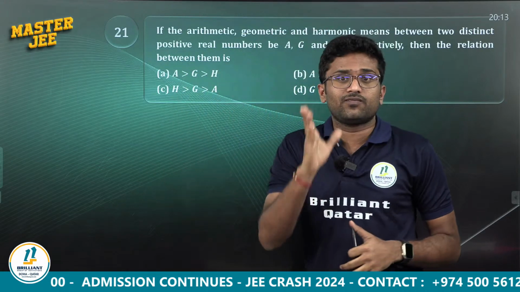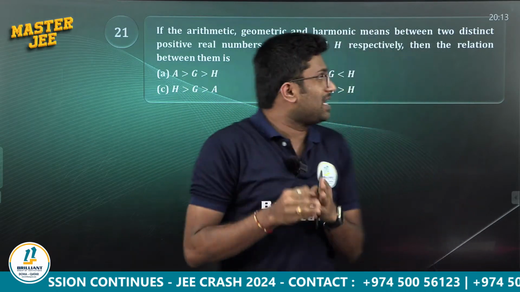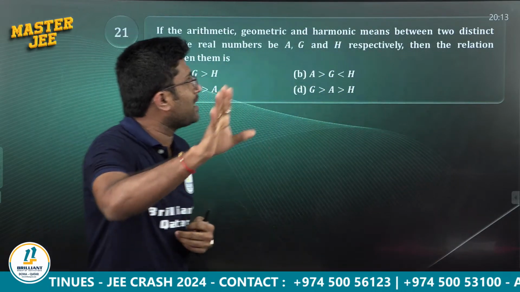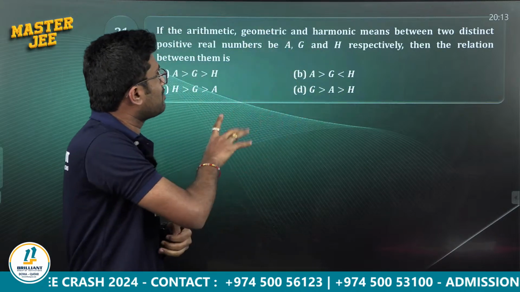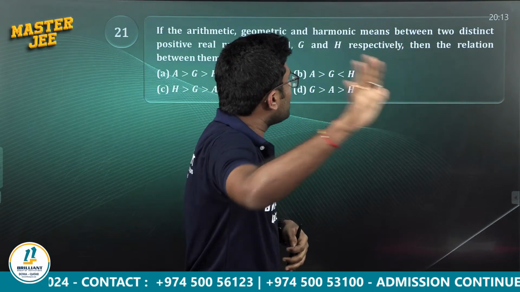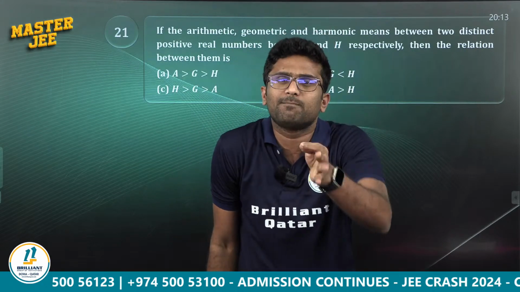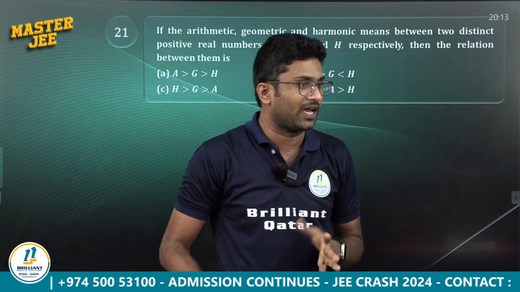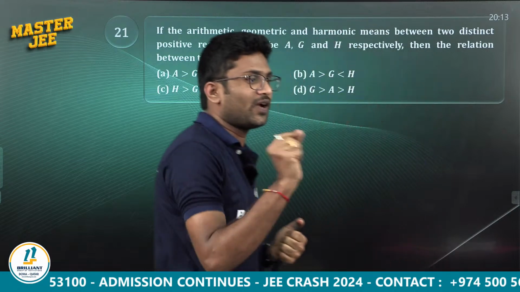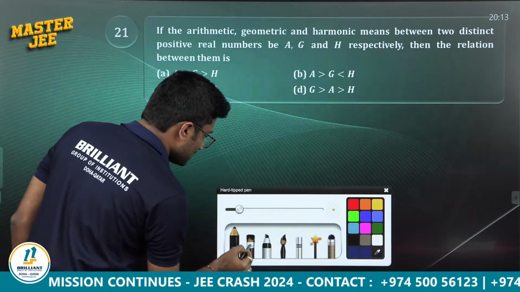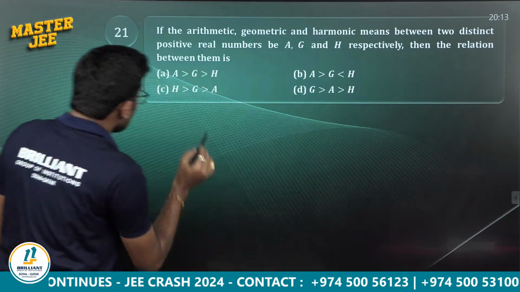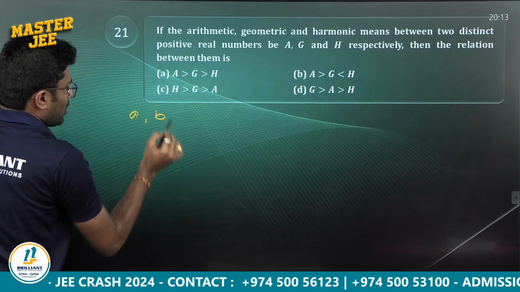Coming to the first question from progression, sequence and series: if the arithmetic, geometric and harmonic means between two distinct positive real numbers are given as A, G, H respectively, then the relation between them is. This is one of the most fundamental questions from progressions that we have.